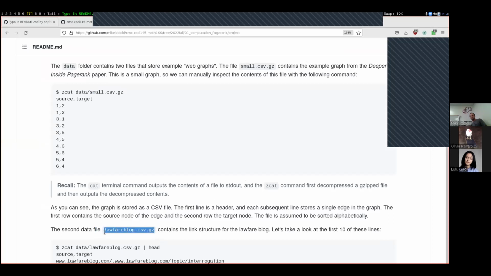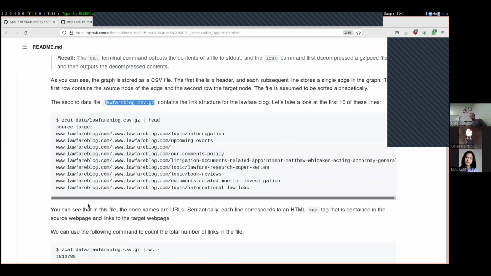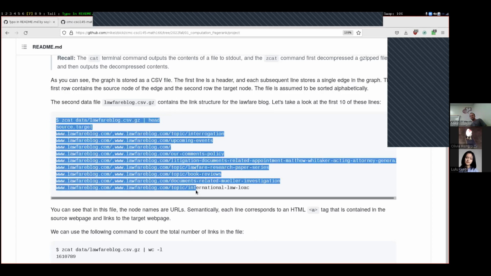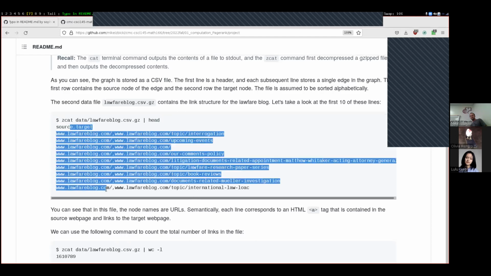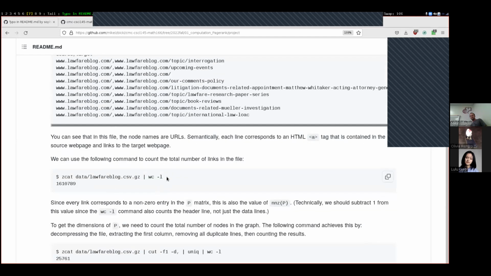This file right here is a little bit bigger. If you haven't seen terminal commands a whole lot before, you don't need to necessarily worry too much about what these are doing, other than that they're giving us some insight into the data. The text around these outputs explains what these things are doing. This command right here shows us the contents of the file a little bit. And this command right here shows us how many lines are in the file. Each line corresponds to a single edge, or since we're working with web pages, a single link between one page and another web page. So we have about 1.6 million links here in this graph that we're working with.